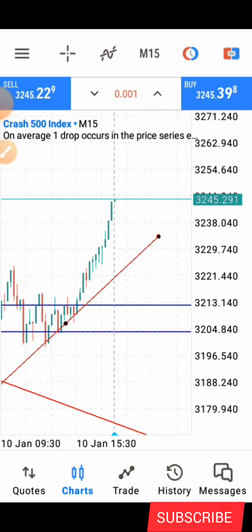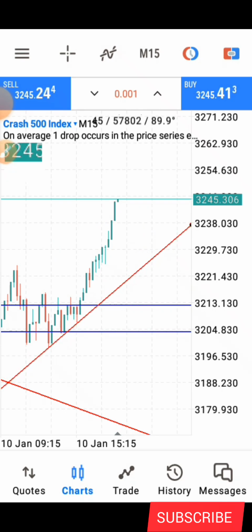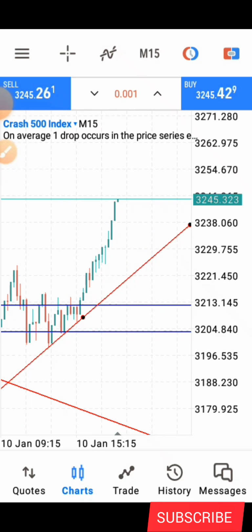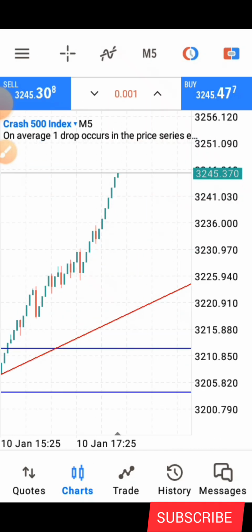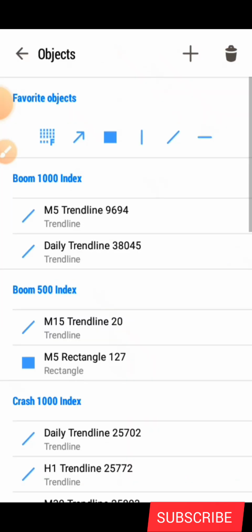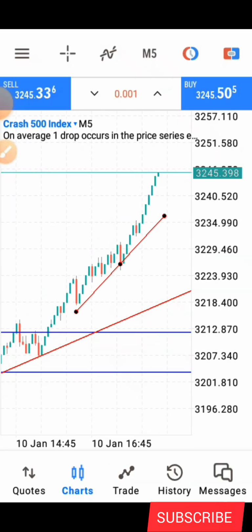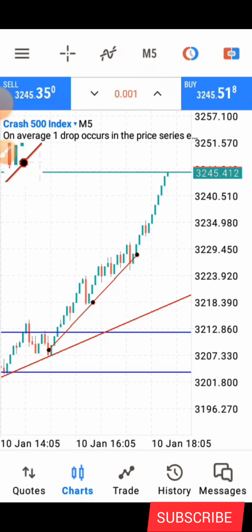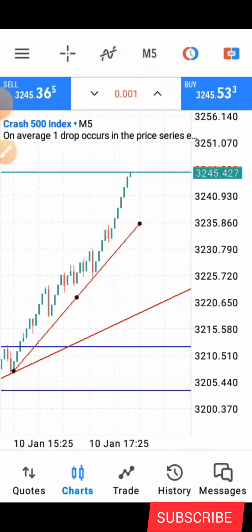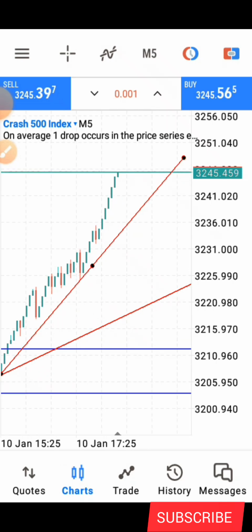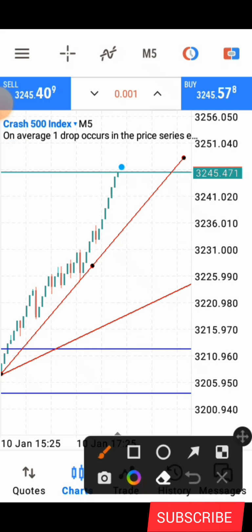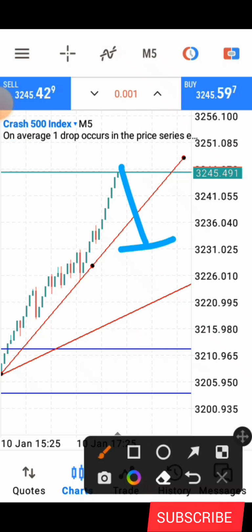Wait, let me show you something. This is the way I would take this entry. I'll draw my trend line from the 15-minute time frame, then again go to the 5-minute time frame. I'll find my trend line to match up with price and follow price closely, so that whenever it spikes and breaks below this, I will enter aggressively from that spike.